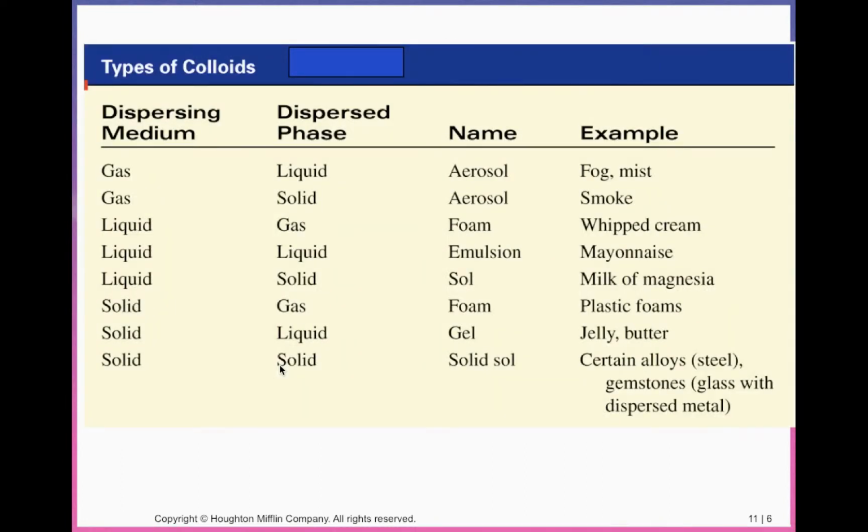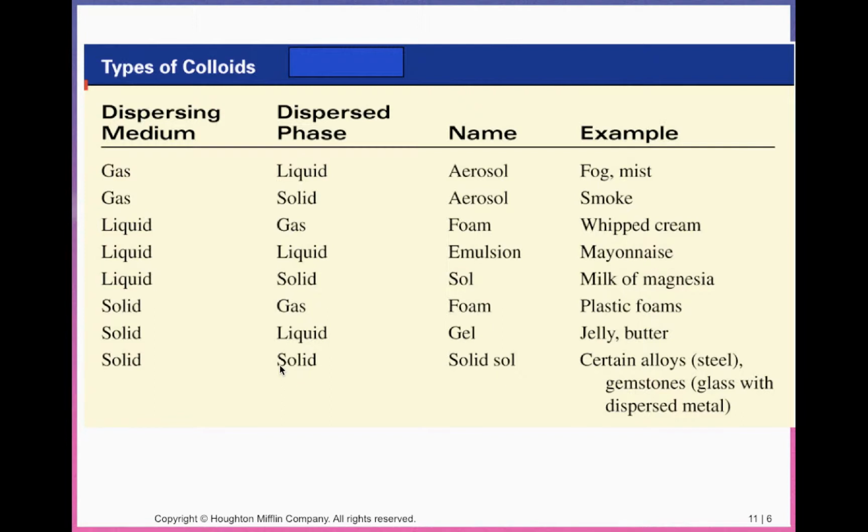Now, here's a table that lists different types of colloids. The difference between dispersing medium and dispersed phase is that the dispersing medium is analogous to a solvent. It's what the colloid looks like. The dispersed phase is analogous to the solute, and that's what's mixed into the medium.